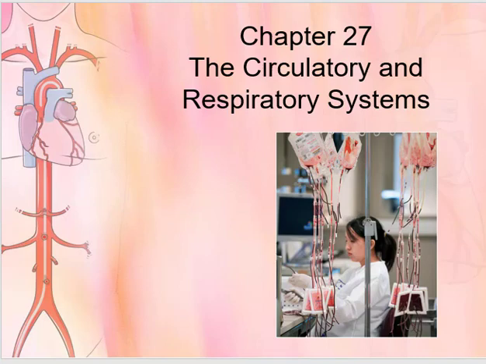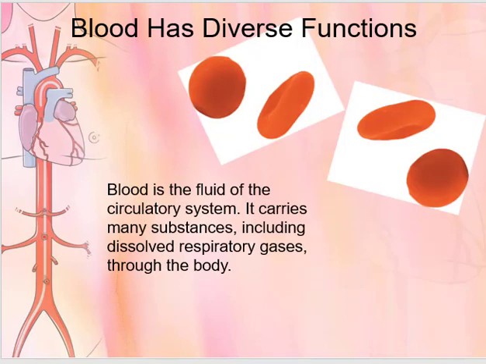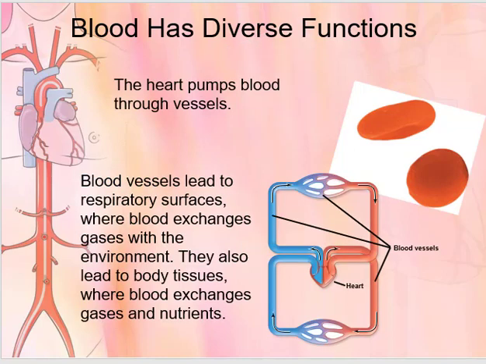Chapter 27, Circulatory and Respiratory Systems. Blood is the fluid of the circulatory system. It carries many substances, including dissolved respiratory gases, through the body. The heart pumps blood through vessels.